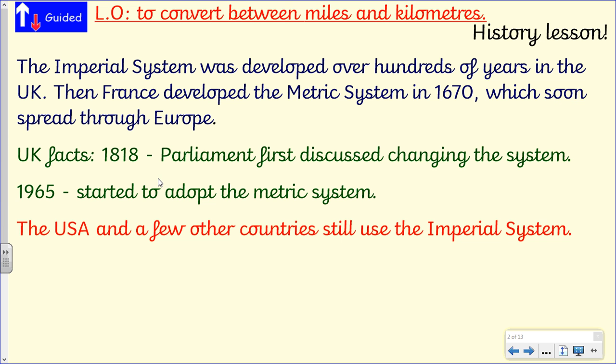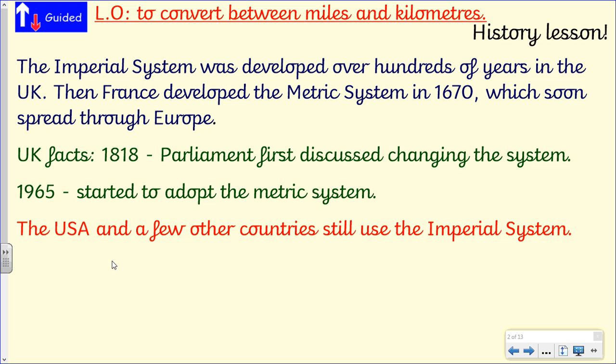So in the UK, it was 1818 when Parliament first discussed changing the system so that we would follow this metric system. In 1965, so look at the difference here, we actually started to adopt the metric system in the UK, and we are still kind of stuck in between two things. All of our road signs are in miles. Now, miles is the imperial system, okay? But we talk about things like meters and centimeters and millimeters and liters and milliliters. That is all the metric system. So we're kind of stuck between two places. In terms of weight, we talk about grams and kilograms, but my mum would talk to you in pounds and ounces. So there's two completely different things going on. So 1965, people, and we still haven't figured it out yet.